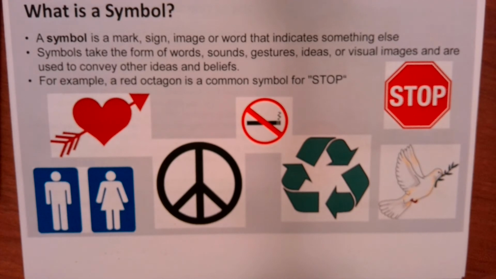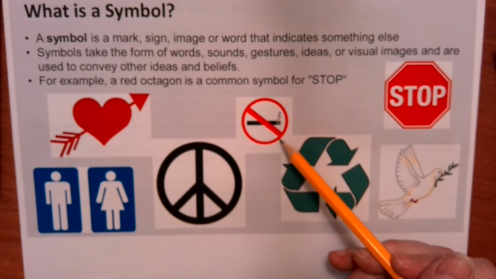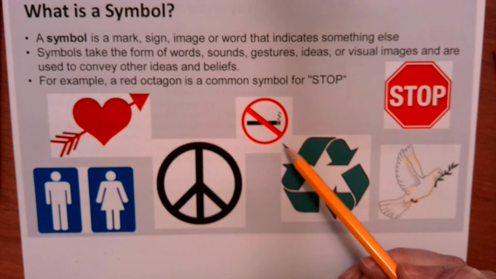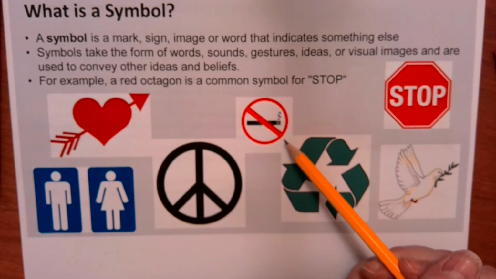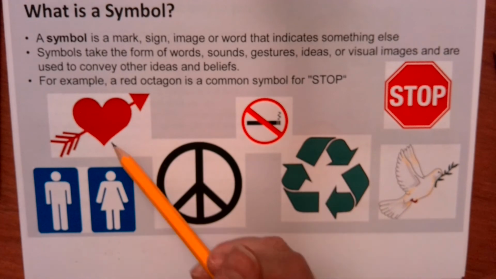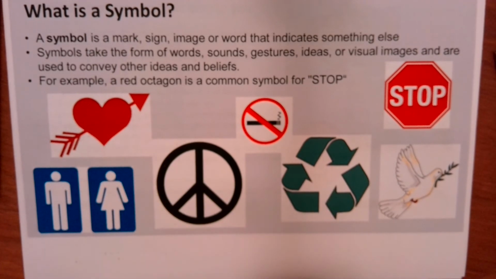What is a symbol? A symbol is a mark, sign, image, or word that indicates something else. Symbols take the form of words, sounds, gestures, ideas, or visual images and are used to convey other ideas and beliefs. For example, anytime we see a red octagon, this is a very common symbol for stop, used all over the world. Anytime we see a red circle with a red slash across it, we know they're telling us something that we can't do. And if we see a heart with an arrow through it, we know it symbolizes love.